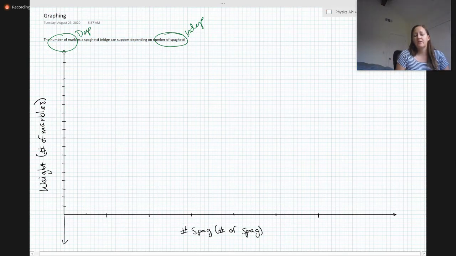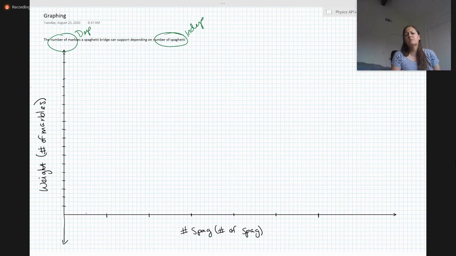If you had two dependents, like pennies and bolts, you would need to identify both of them. The letters in between should help you recognize which is independent and which is dependent. But otherwise, the main thing I'm looking for is all the variables are listed in that title.